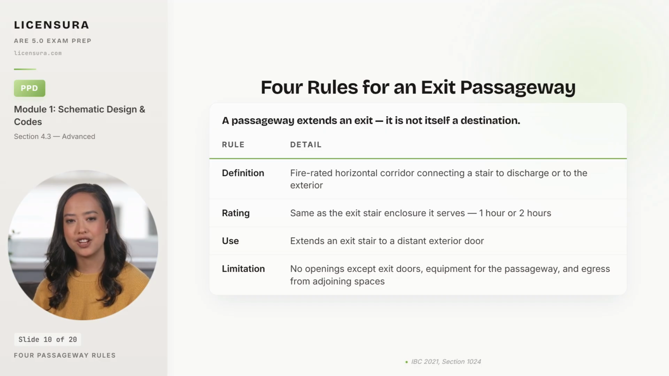Fourth, the limitation. No openings are permitted in the passageway walls except exit doors, doors for equipment serving the passageway itself, and doors providing egress from adjoining spaces. Punch a tenant door into a passageway wall, and you have invalidated the passageway, and the exit stair no longer counts. The architects who confuse refuge area, horizontal exit, and exit passageway lose exam points on every cycle.